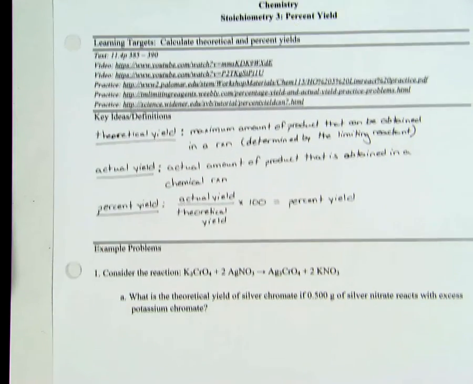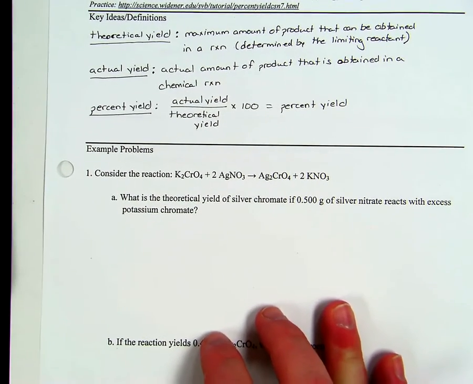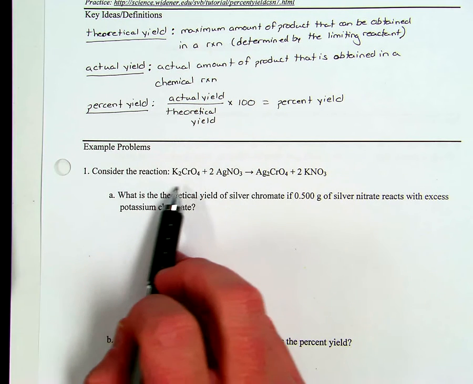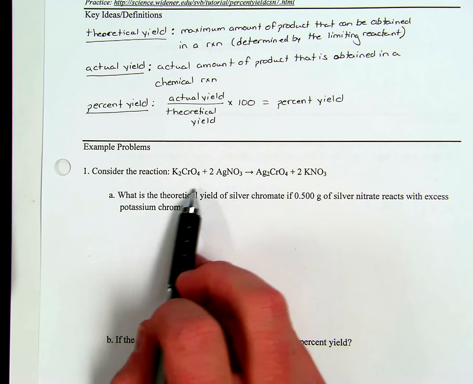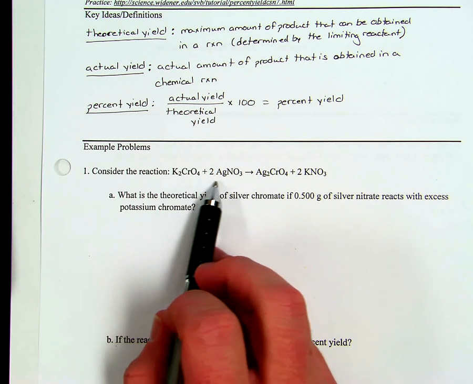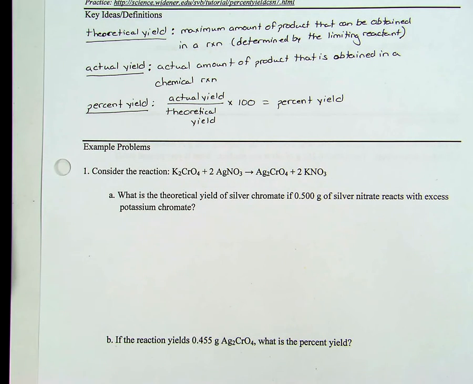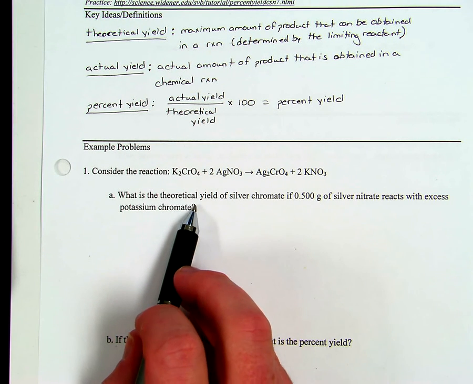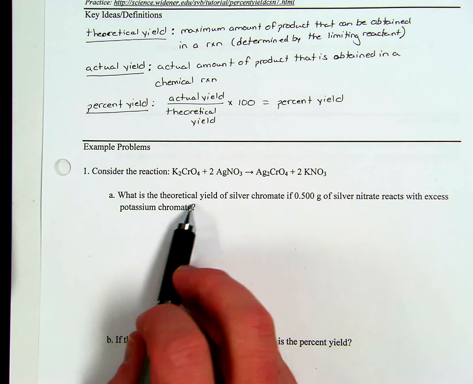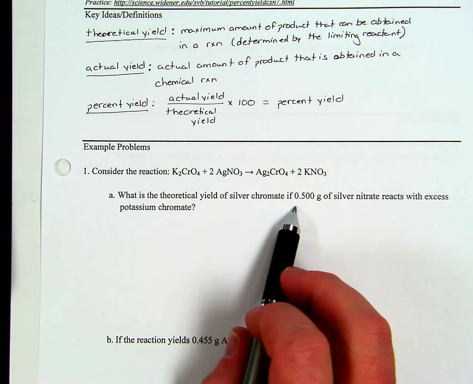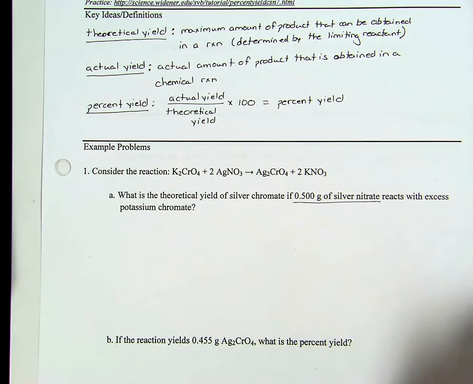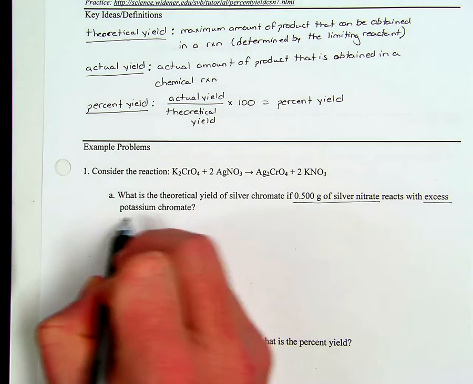Alright, looking at the example problems here. Let's just see how these ideas apply. First one, we are asked to consider this reaction, the potassium chromate and silver nitrate reaction. You can see the products there. We are asked, what is the theoretical yield? So remember, that's the maximum amount we could get. What's the theoretical yield of silver chromate if 0.500 grams of silver nitrate reacts with excess potassium chromate?